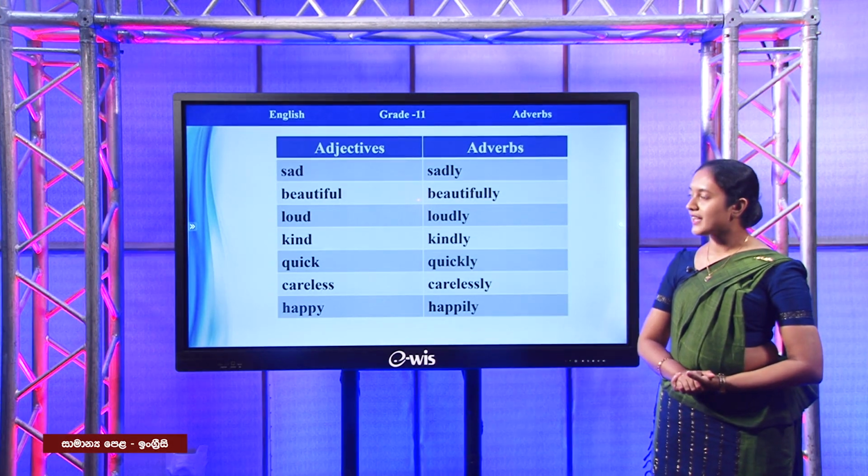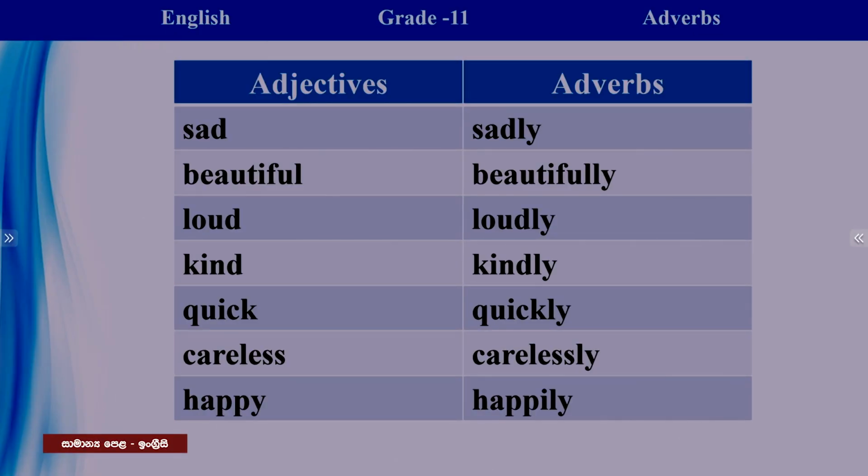Alright, now look at this table on the screen. Here are some adverbs which are formed by adding ly to the adjectives. Look at the first one. The adjective is sad. So, you add ly at the end and you form the adverb sadly. Look at the second one. Beautiful. So, you add ly at the end and the adverb is beautifully. Likewise, loud becomes loudly, kind, kindly, quick, quickly, careless, carelessly, happy, happily. Okay, children.